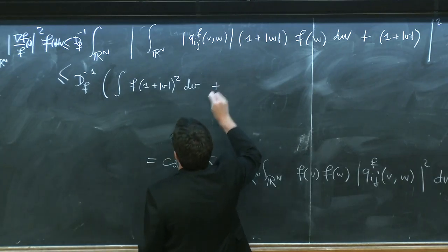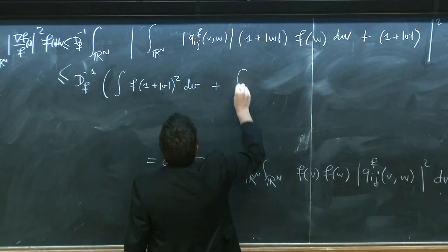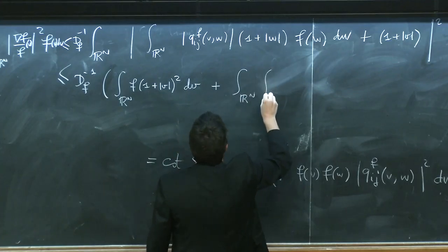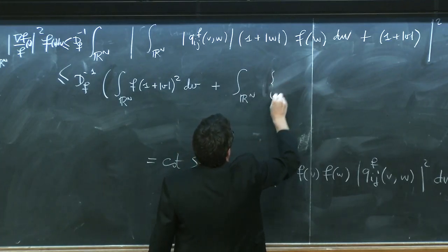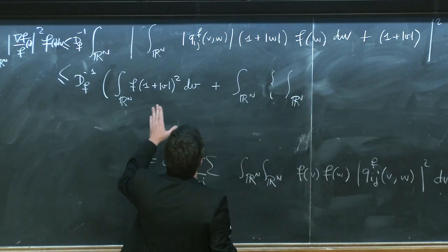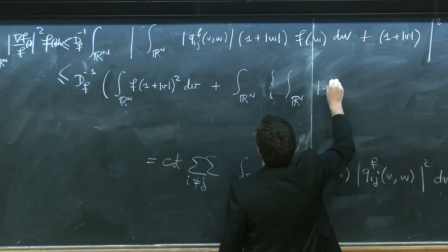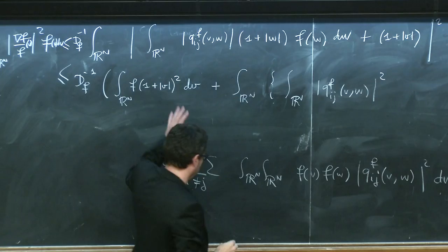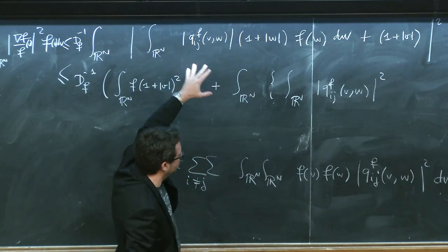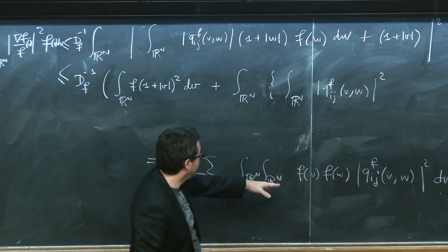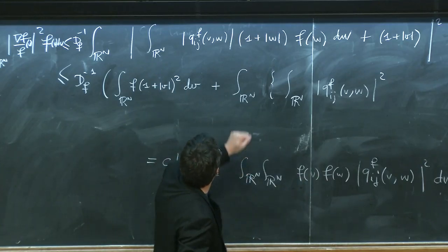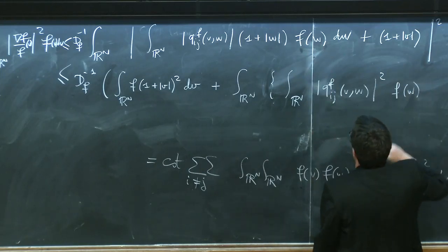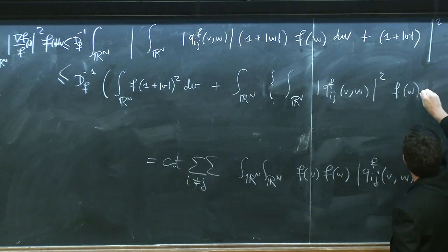And the second term, let's absorb the 2 in the constant also, is an integral over Rn of an integral in which I will put the square of this quantity. So like this. I'm glad with that because it's what appears here. Then I have to put f of v and f of w. So I take the square root of f here, I put it to the square, and I get f here, so like this.